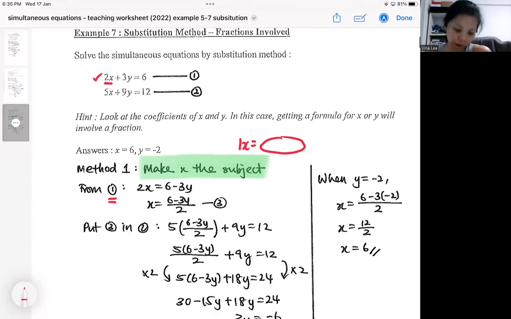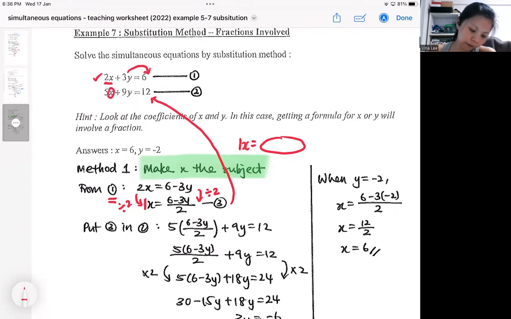So I'm using equation 1 to get my 1x. So equation 1 is 2x. So I shuffle this over and then I divide by 2 on both sides. So I get my 1x and there is a fraction. So once you get your formula from equation 1, please do not put it back into equation 1. Put it into the next equation that you have not used. So the 1x will be replaced here. So the x will change to the fraction that you are getting for 1x.